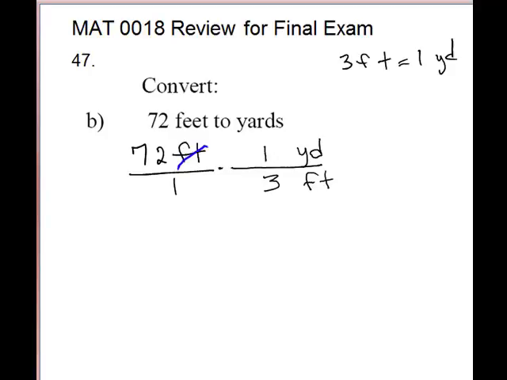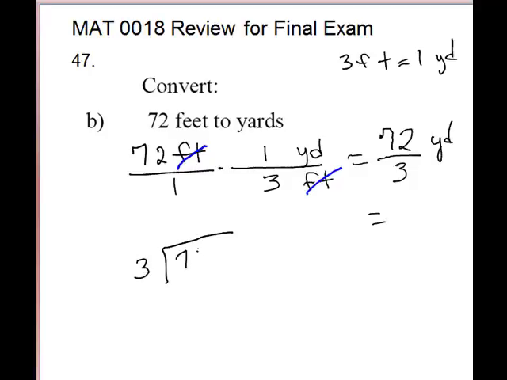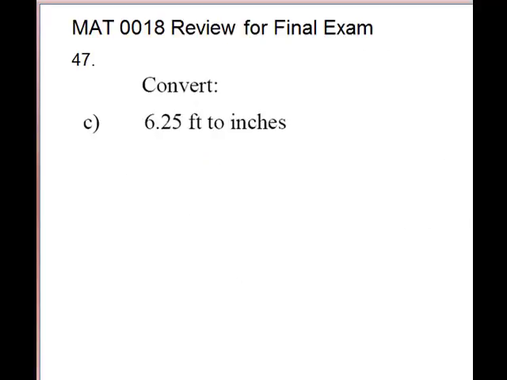We will cancel out the units on the diagonal. Multiply across, so we have 72 times 1 is 72. We are into yards now. Over 3. This will be a division again. So 3 into 72. 3 into 7 will go 2 times. 2 threes are 6. And bring down, 3 into 12 will go 4. So 24 yards.